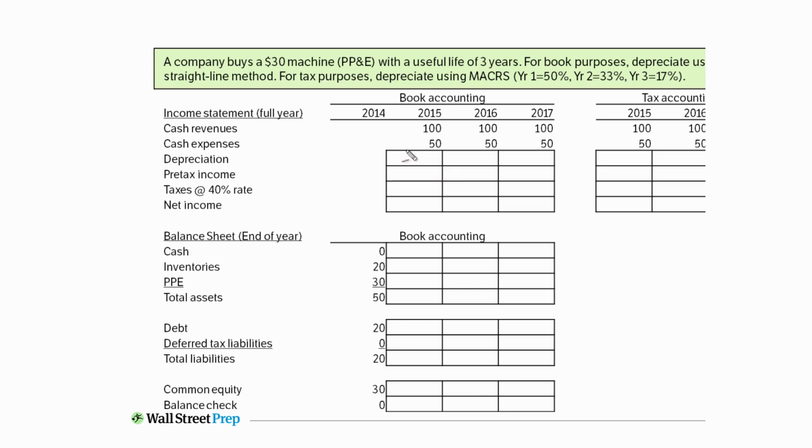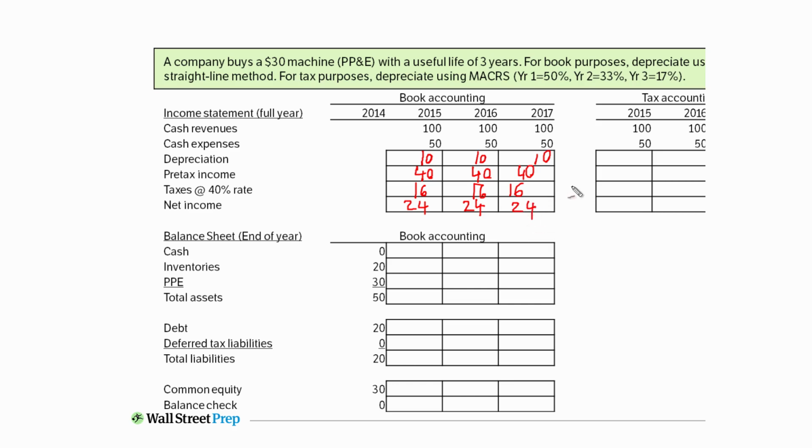So first we're going to complete the income statement under book purposes. A $30 machine with a useful life of 3 years is going to have depreciation every year of 10, 10, and 10. Now what that means for pre-tax income is that every year we're going to have 40 in pre-tax income. At a tax rate of 40%, we're going to have taxes of 16, leading to net income of 24, 24, 24.